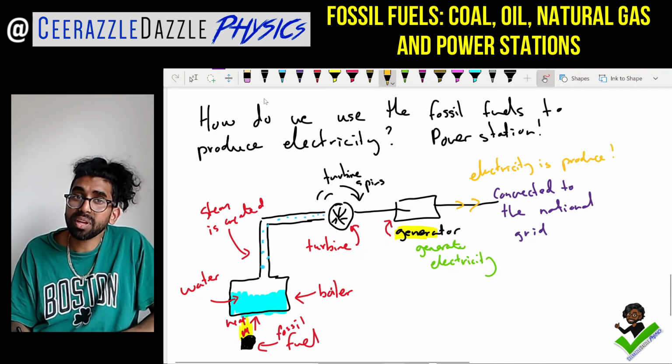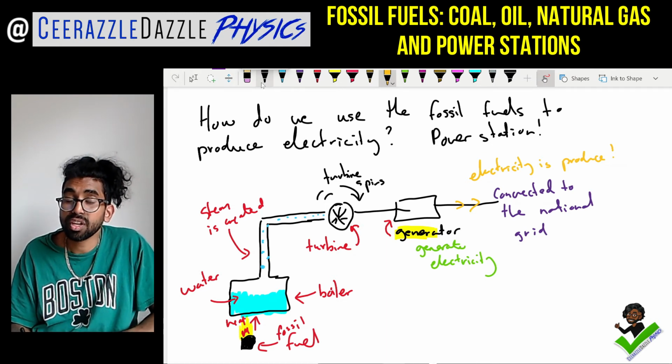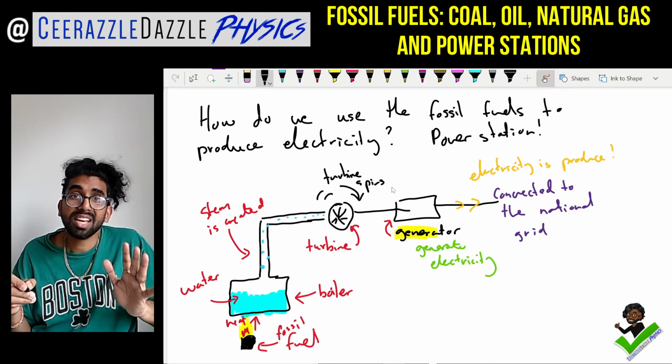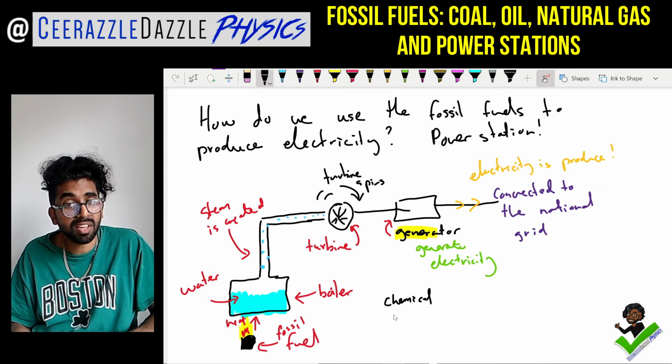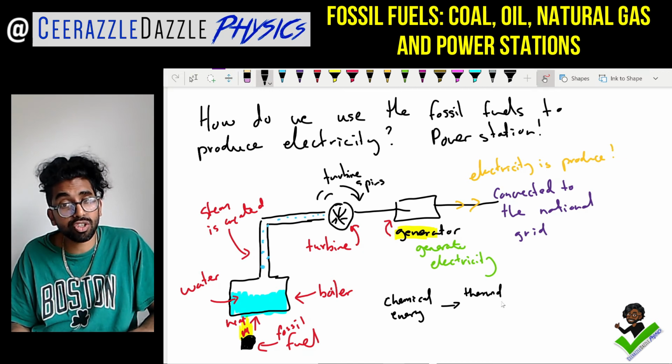Okay, now from here we're going to talk about a couple of things. We need to also talk about the energy transformations. So first of all, look carefully about the energy transformations. The energy is going to start off in the fossil fuel as chemical energy. And then obviously it's turned into thermal energy to heat up the water.